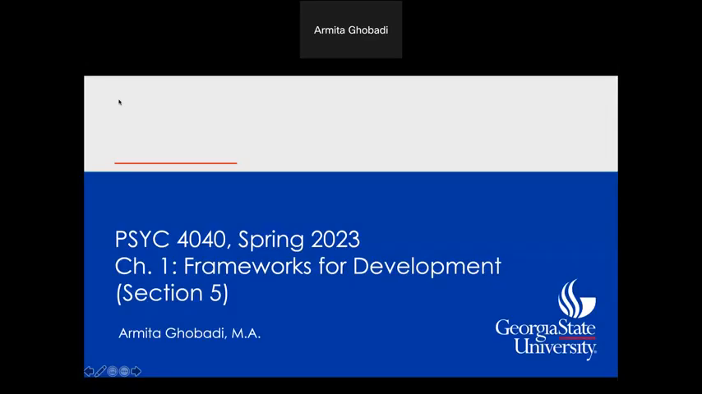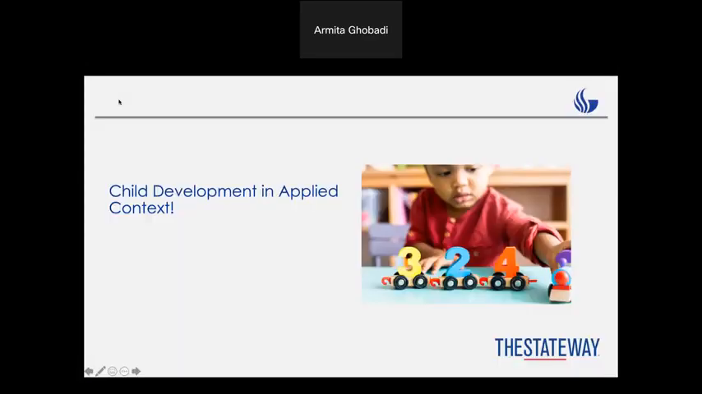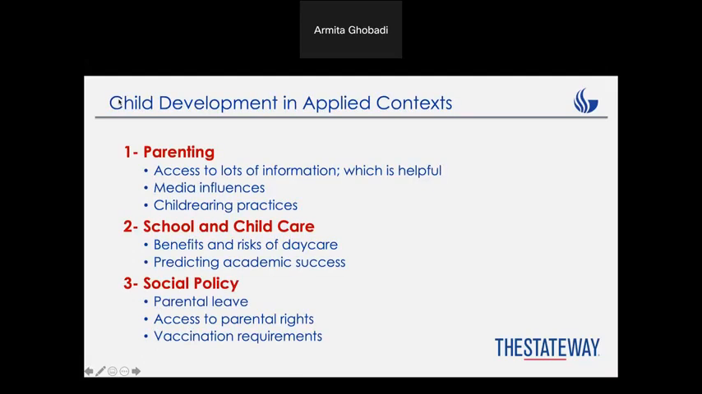So, section 5 is about applied context in child development. Applied context can be parenting style, accessing lots of information or not, being influenced by media. It can be a school, it can be childcare, for example, benefits and risk of having daycare around.